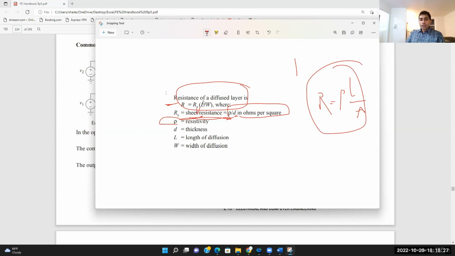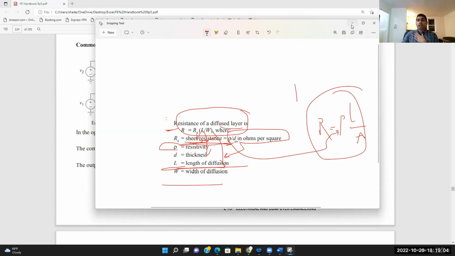If you're trying to figure out the resistance of the diffused layer, it is nothing but the sheet resistance, which includes the resistivity and the thickness of the diffused layer, the length of the diffusion, which is L, and the width of the diffusion. When you take the ratio of the length and the width of the diffusion and multiply it with the sheet resistance, which is derived from the resistivity and the thickness, you can figure out the resistance of the diffused layer.